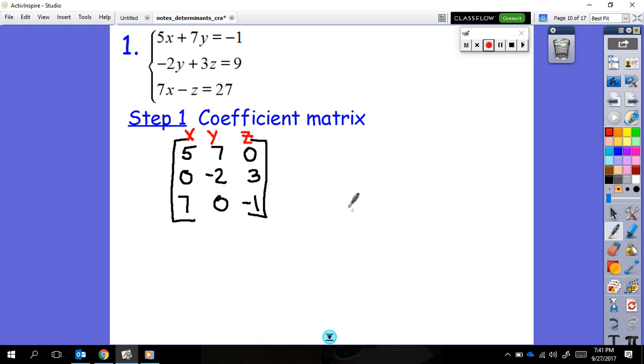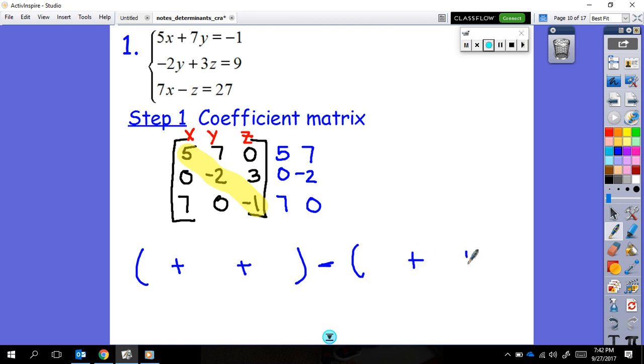Okay, so let's go ahead and rewrite those first two columns. So 5, 0, 7, 7, negative 2, 0. I'm going to use my highlighter this time instead of circling, so make that a little bit smaller. Alright, so here's my first column. And remember, those first columns I'm still adding, and then I minus, and then I go the other direction.